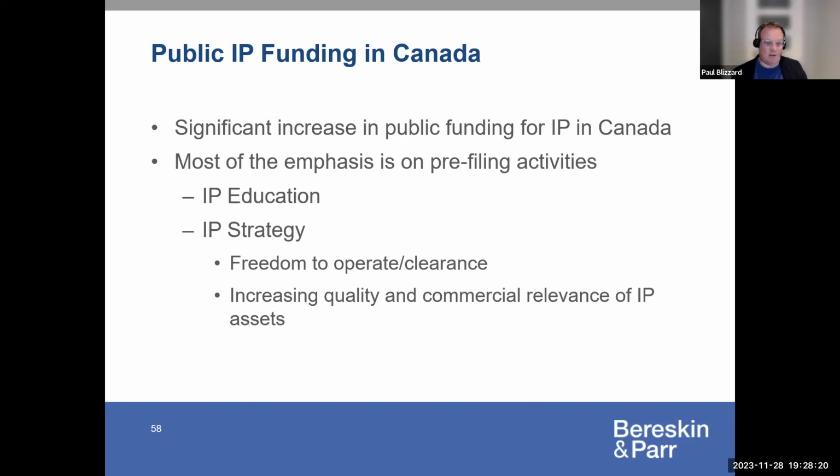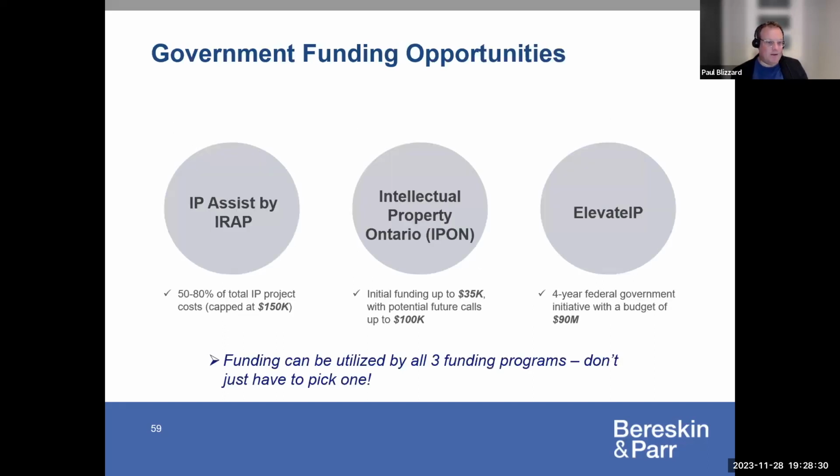The other thing that a lot of the funding is available for is the development of an IP strategy. There are some limitations to the funding though. So the three main ones, I sent info sheets to Alina. There are three main government programs right now. Two of them are federal. That's the IP Assist program by the IRAP. There is the Elevate IP program, which is separate from that. And finally, in Ontario, there is an organization called IPON, or Intellectual Property Ontario, all of which are accepting applications.